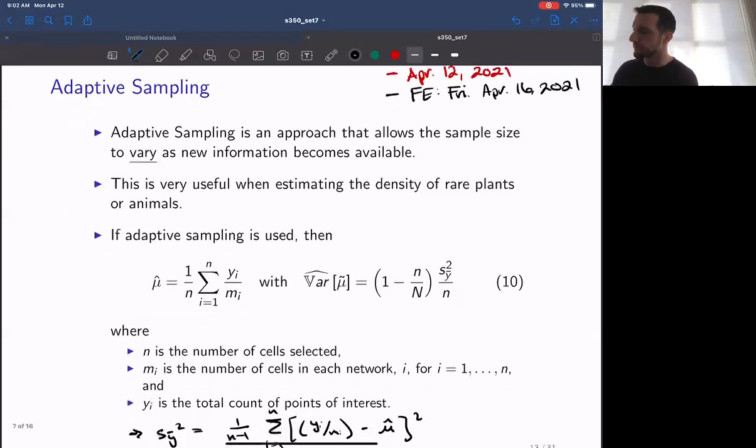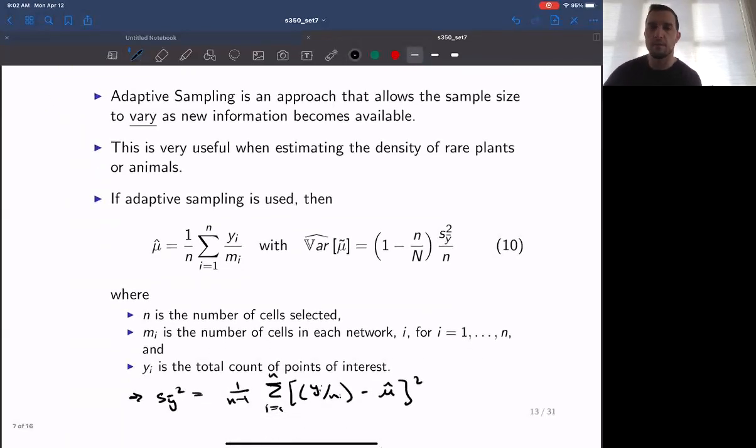So adaptive sampling, as you see here, is an approach very similar to the other approaches that we've talked about in terms of the formula that we're using and the goal of the approach. So we want to estimate some population quantity, say a mean, or the variance of that estimator. We could estimate the total, this kind of idea.